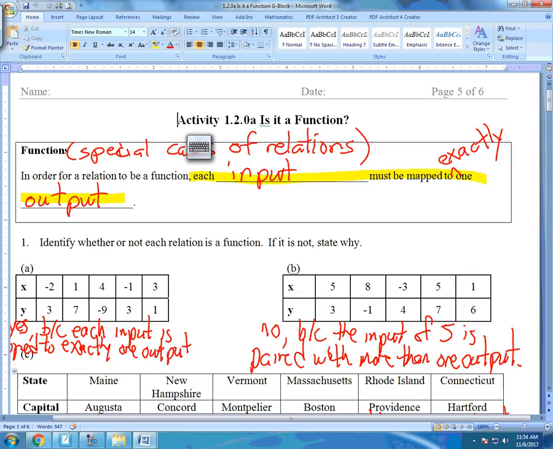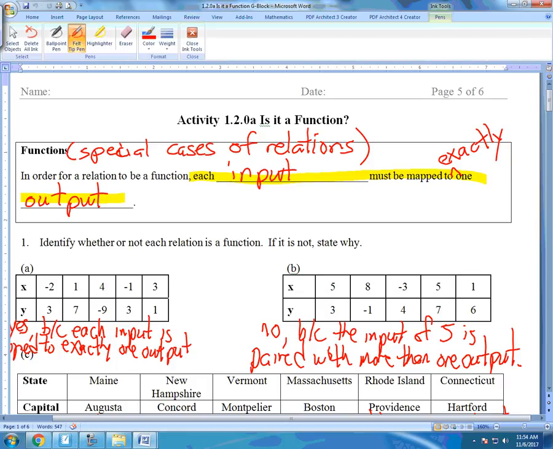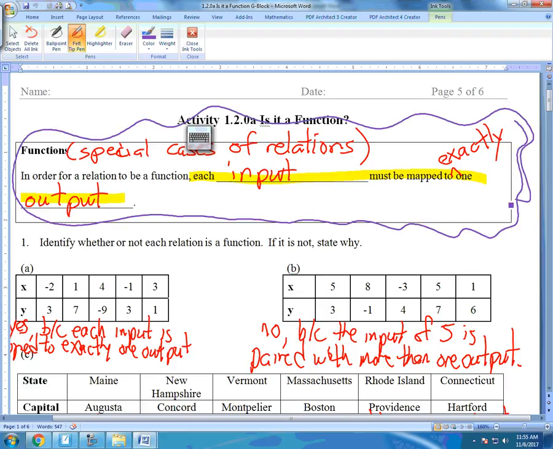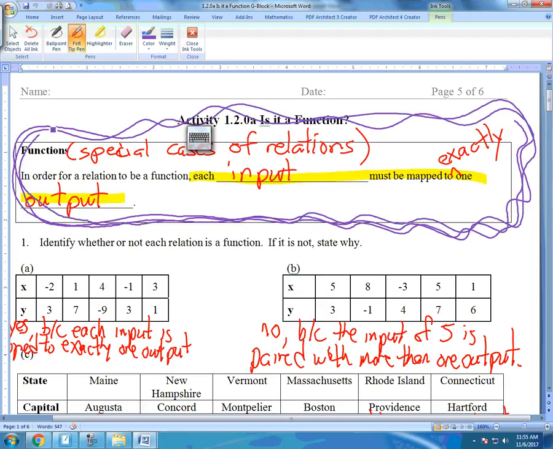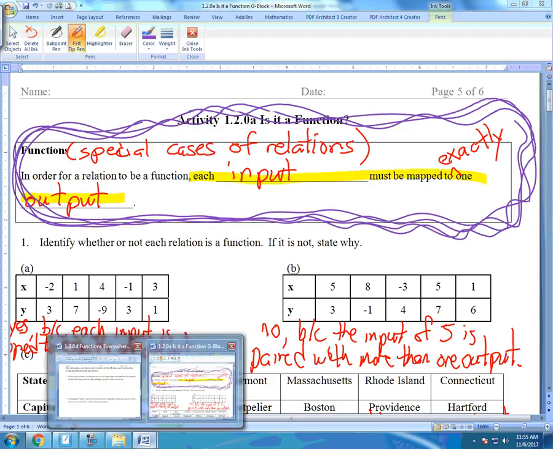So this was activity 120A, the first thing that we had. In order for a relation to be a function, each input must be mapped to exactly one output. This sentence is the question we ask ourselves in all of the numbers 7 through 12 on activity 120D. And what I noticed was that people weren't using that sentence as their jumping off point.